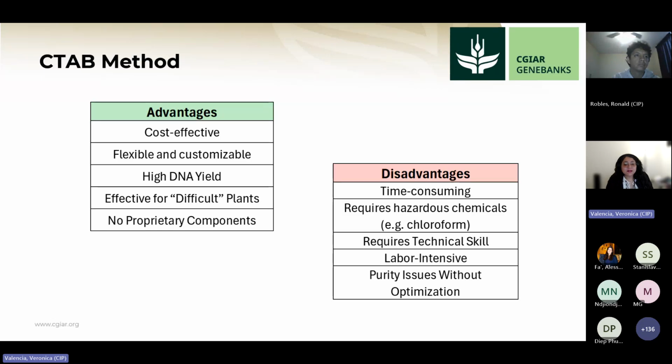The disadvantage is it's very time consuming. It takes time. We, for instance, start very early in the morning and we don't finish until the end of the day.